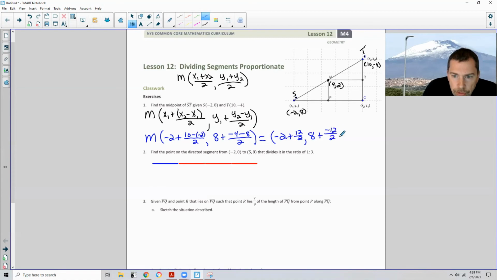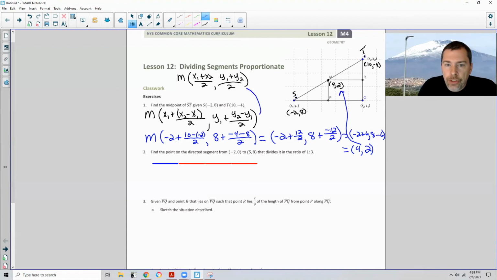Then when I simplify that again, just to get rid of the fractions, I have negative 2 plus 6, comma, 8 minus 6, right? 12 divided by 2 is 6, and negative 12 divided by 2 is negative 6. So this comes out to be negative 2 plus 6, which is 4, and 8 minus 6, which is 2. And as you can see, it equals the result up here.